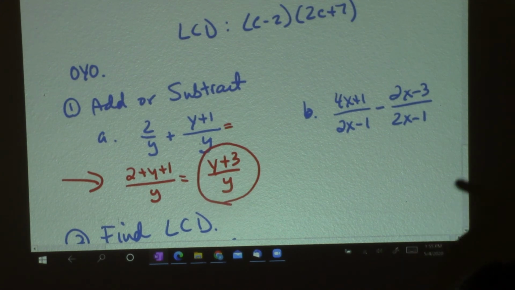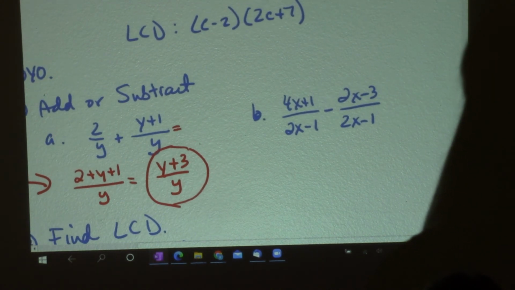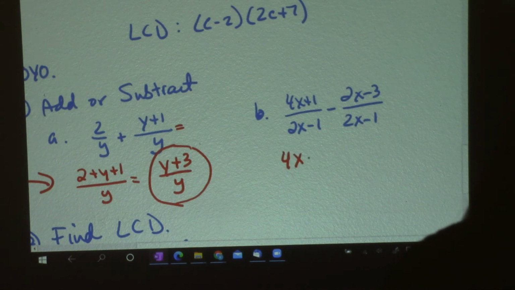Make sure you do not cross out the y's. You cannot do that. I've got a plus here. I'm done. It's finished. I can't cross those out. So that's my answer.